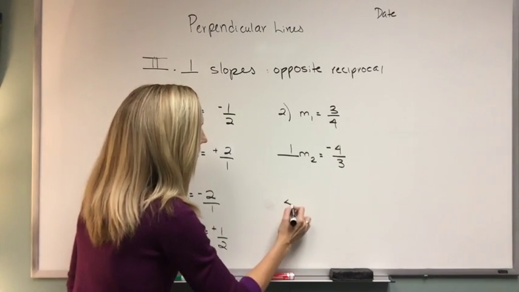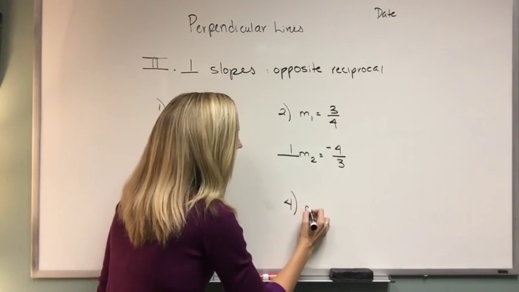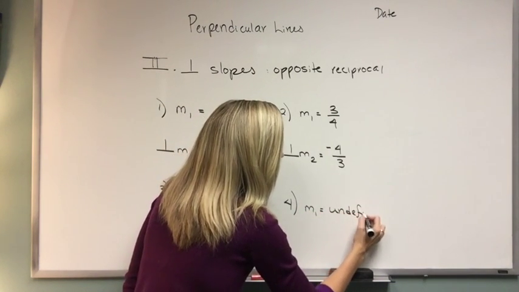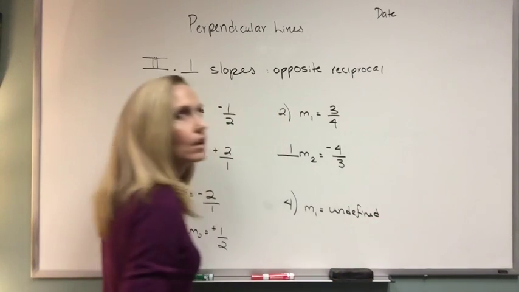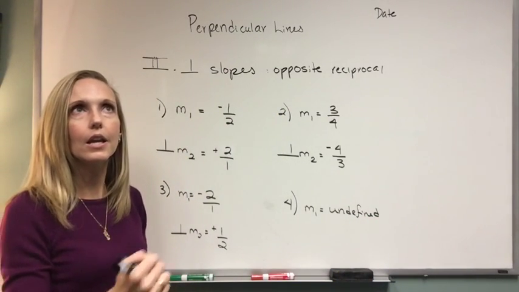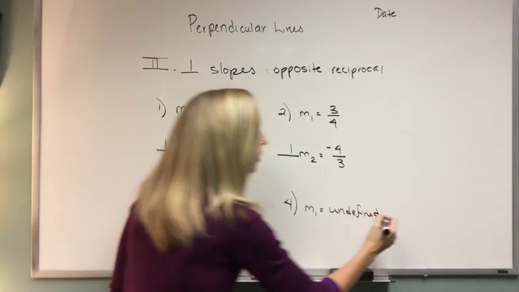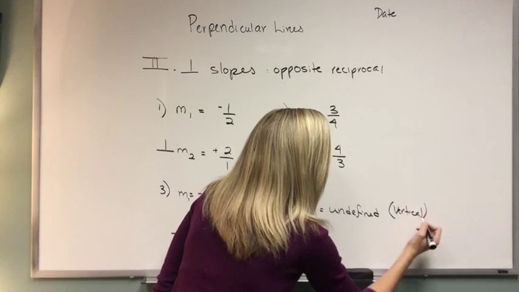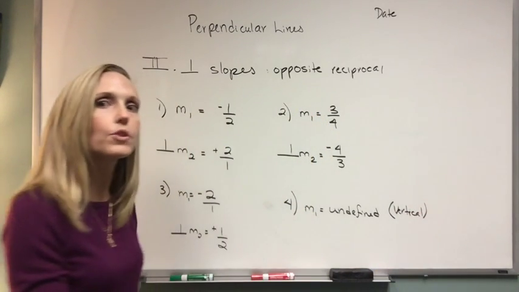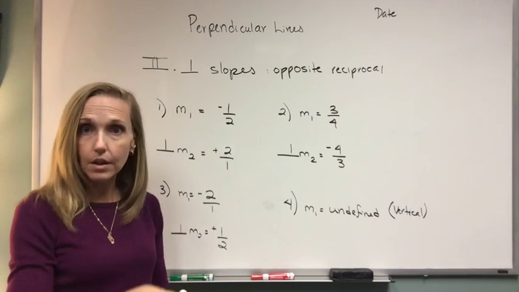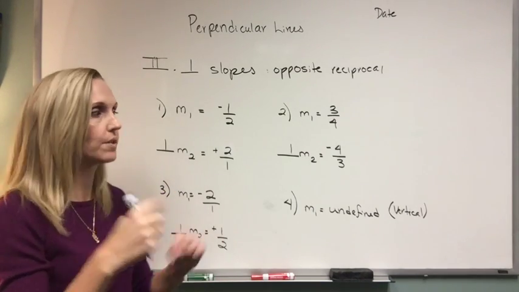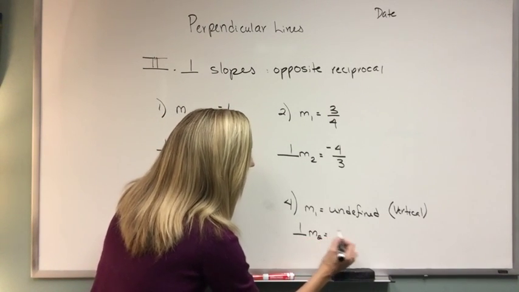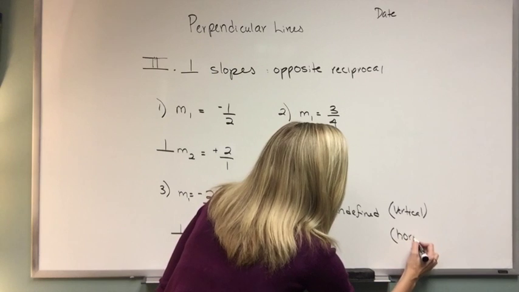And then here's our last example. What if M1 is undefined? Well, what does that mean? That means that it has an undefined slope, so that means it's a vertical line. Well, we just learned from our graph that what's always perpendicular to a vertical line? A horizontal line. Horizontal lines and vertical lines are always perpendicular to each other. So therefore, my perpendicular slope must be a horizontal line.